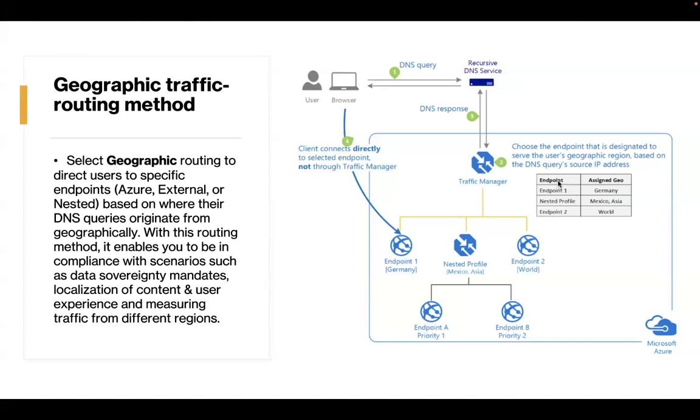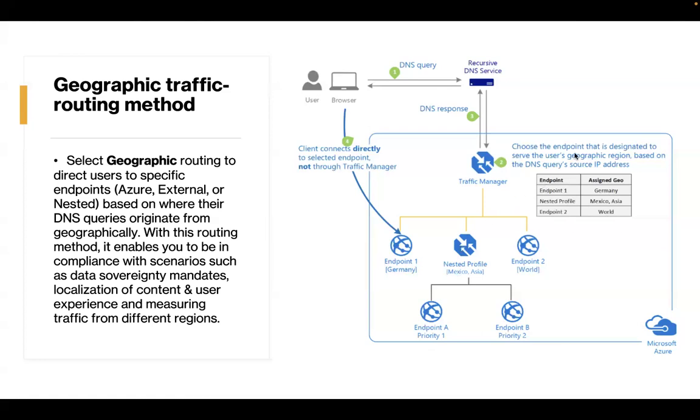Okay, here there are three endpoints, assigned geo. Endpoint one is Germany, nested profile is Mexico and Asia. Endpoint two is throughout the world. Nested profile means again there is one traffic manager here. You see here there is one traffic manager, again there is endpoint A and endpoint B. One is in Mexico, one is in Asia. So this is a nested traffic manager. We can also configure like this.